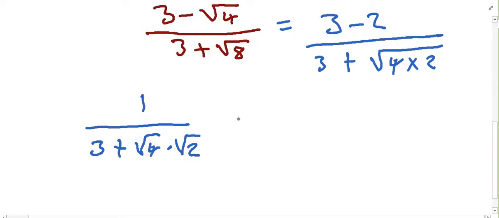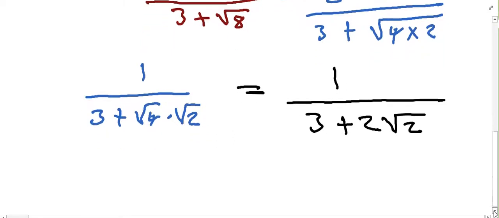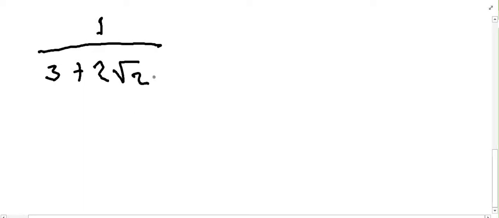So if you work that out, you're going to find that this is the same as 1 over 3 plus, what is square root 4? It's just 2, and then square root 2. Okay, so if you look at that, this is something that has just simply been worked on. So our expression is 1 over 3 plus 2 square root 2.